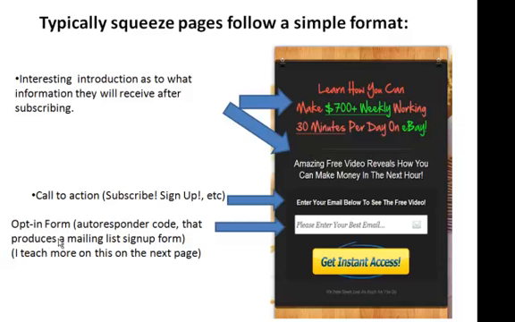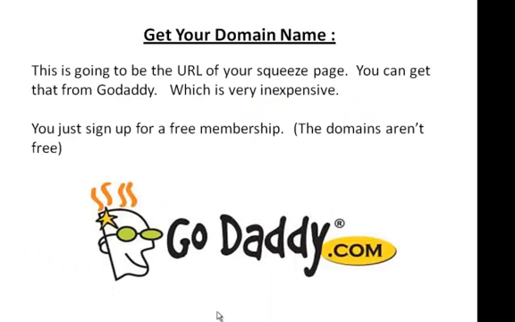So you also want to have your opt-in form, the autoresponder code that produces a mailing list sign up form, which is here, and we'll learn more about that later. Okay, so let's move on.